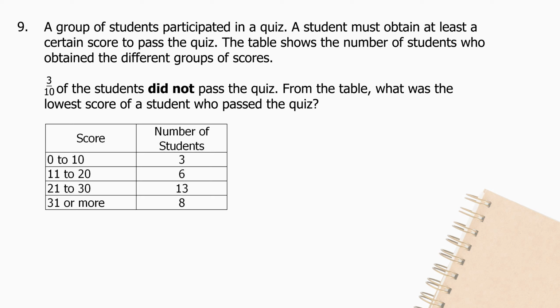Question 9. A group of students participated in a quiz. A student must obtain at least a certain score to pass the quiz. The table shows the number of students who obtained the different groups of scores. 3/10 of the students did not pass the quiz. From the table, what was the lowest score of a student who passed the quiz?